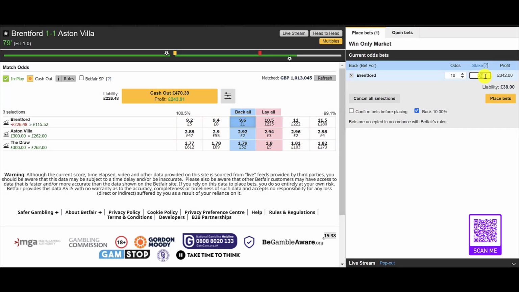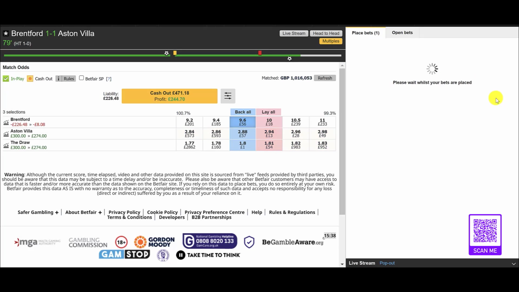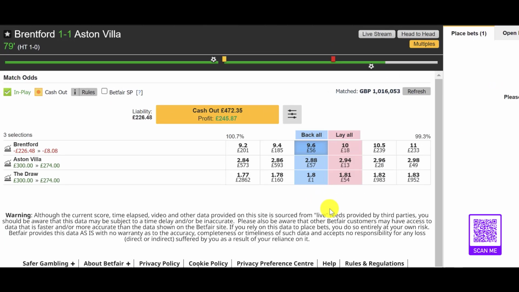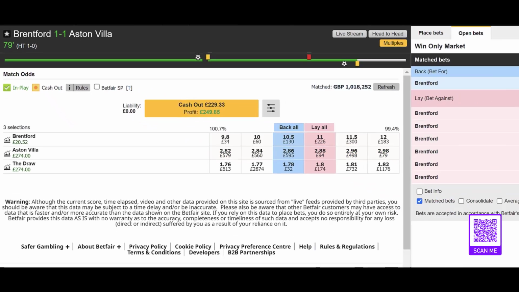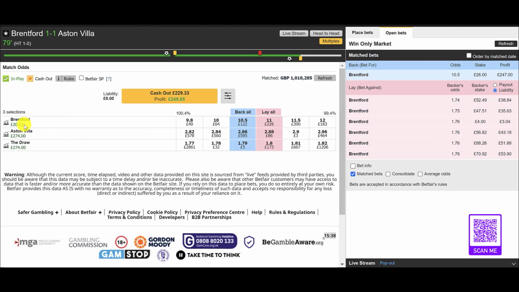Okay, so what we can do is, with Brentford being down to 10 men, we can look to just try and put that down to 0, maybe give ourselves a little bit of extra profit in this one. Let's see what we can do. It's offering us 245 on the cash out, and yeah, we can pretty much put that down to 0. So just showing you the different options.